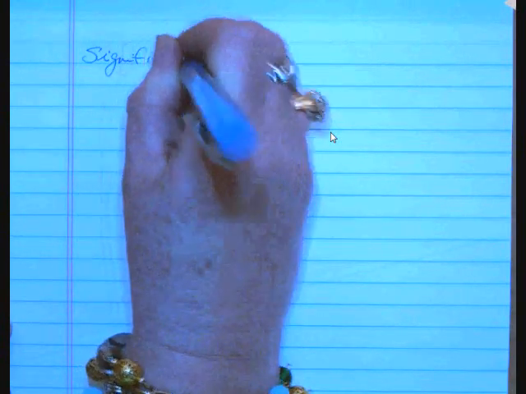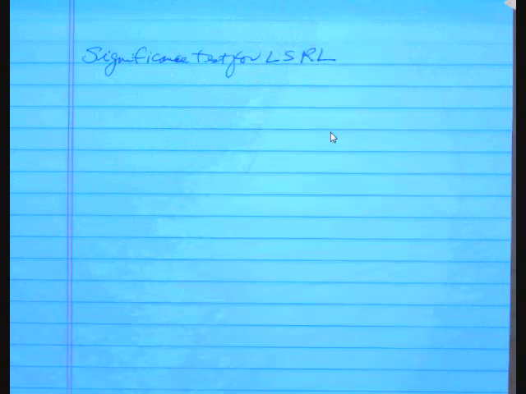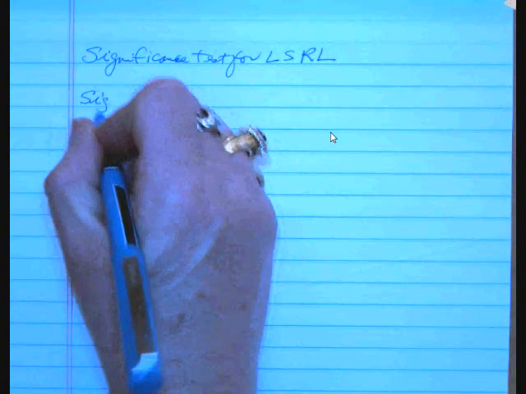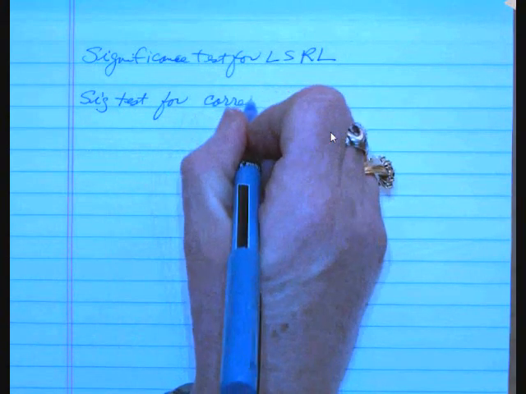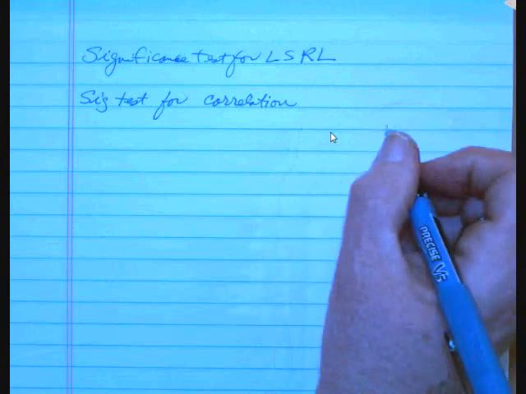Okay, so we're doing a significance test with our least squares regression line. So let me write that out. Sig test for our least squares regression line. Okay? There are many significance tests we could do. I'll just name a few. We could do a significance test for correlation. Or for no correlation.